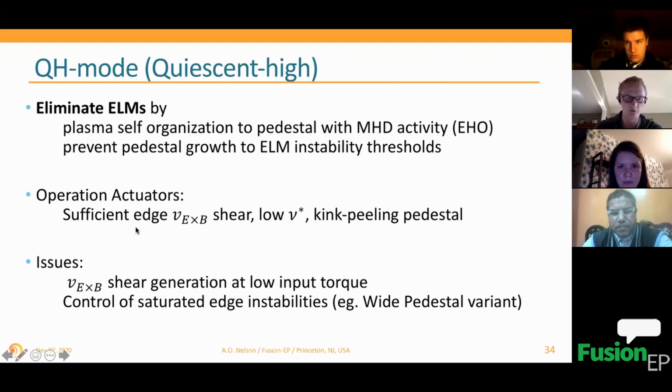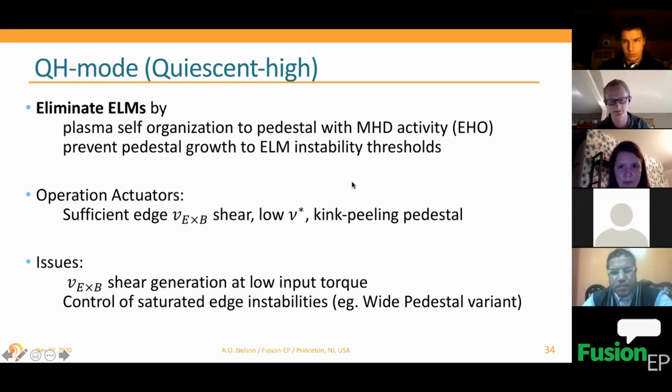In order to get QH mode, you have to have enough edge shear to drive those turbulent eddies apart, but you still have to be in low collisionality and in the kink peeling pedestal. And so one of the issues of getting this is getting large shear generation at low input torque. And there are some tricks people are using to play with this, like NTV torque generation. And this is definitely an open area of research currently.